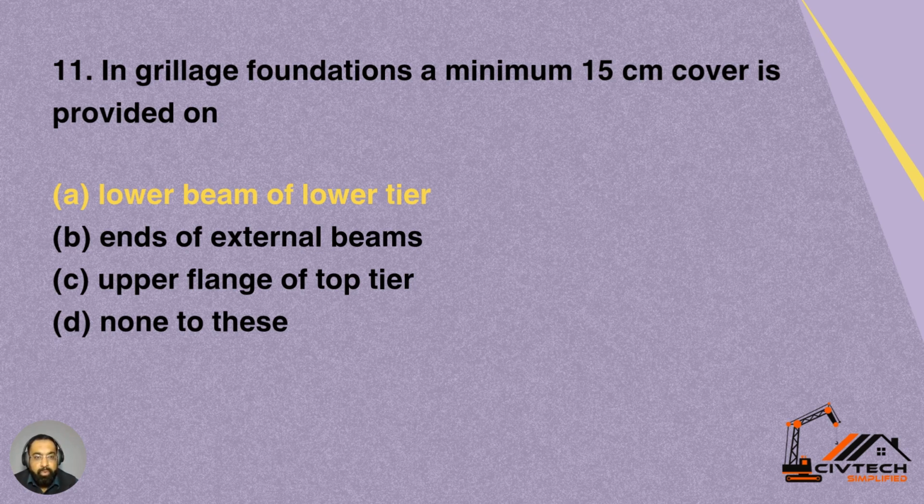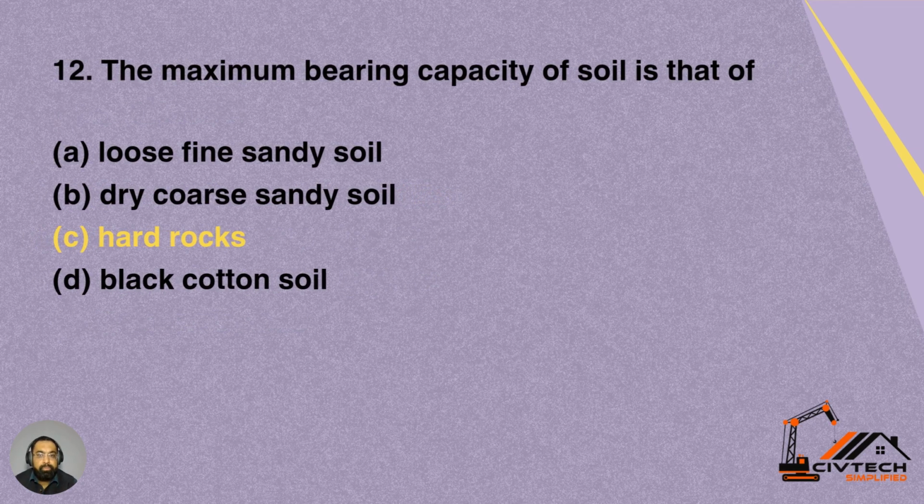Number 11. In grillage foundation, a minimum of 15 centimeter cover is provided on: A, lower beam of lower tier, B, the ends of external beam, C, upper flange of top tier, or D, none of the above. Option A is correct, which is lower beam of the lower tier. This is regarding the end of the foundation. They provide 15 centimeter cover. Option A is correct.